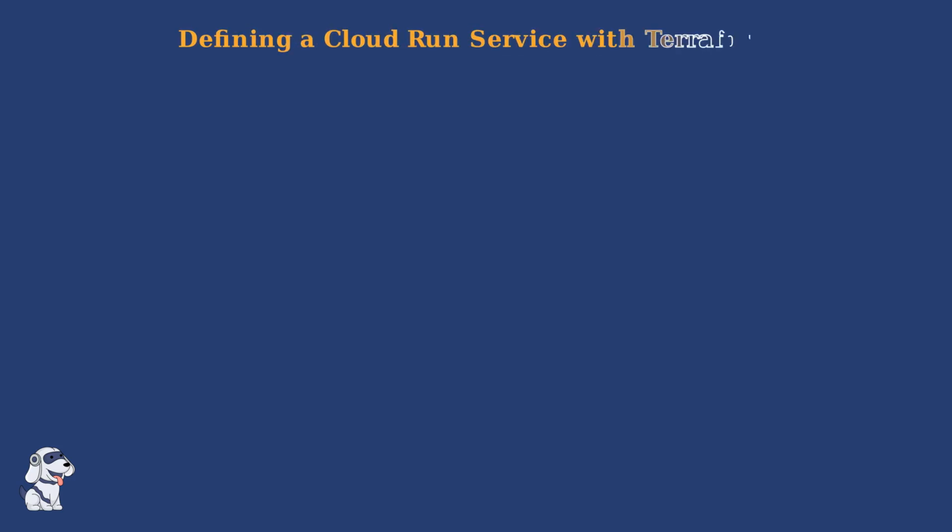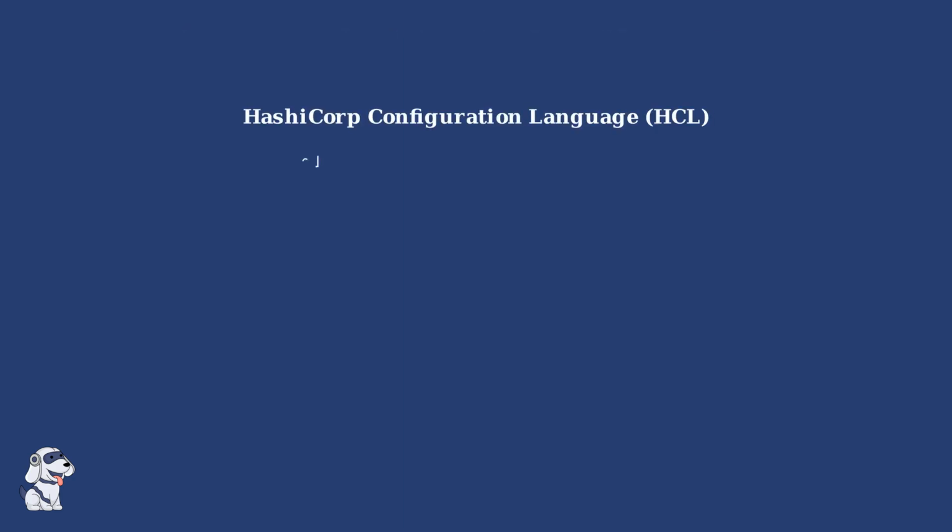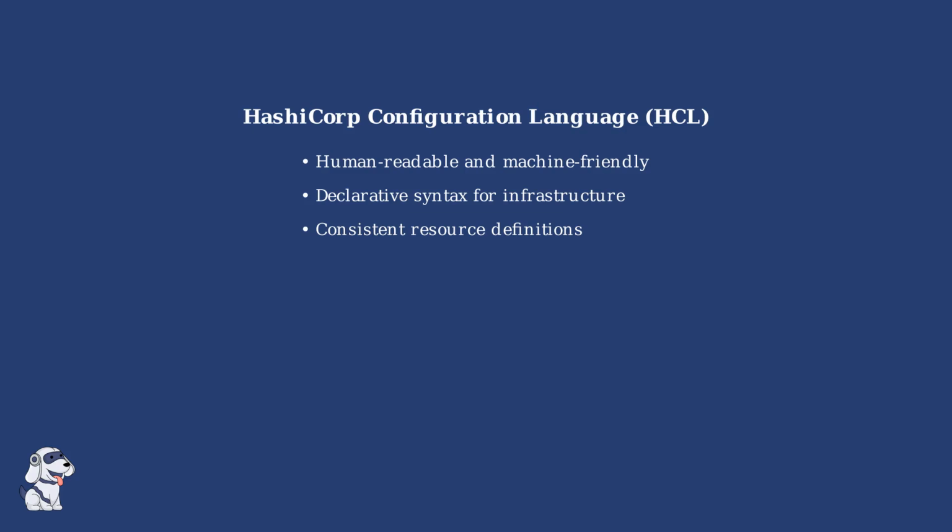Now we will explore how to define a Cloud Run service using Terraform's HashiCorp configuration language, or HCL. This declarative approach allows us to specify our infrastructure requirements in a clear, consistent manner. HCL is both human-readable and machine-friendly. It uses a declarative syntax that allows us to define the desired state of our infrastructure resources consistently.